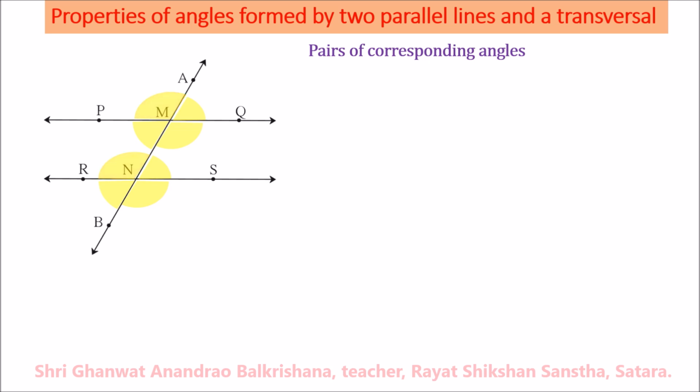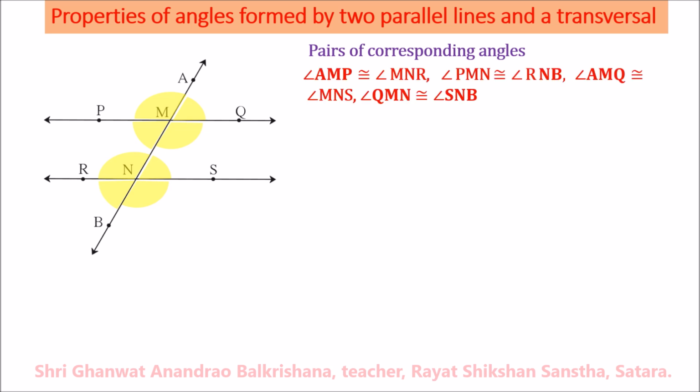Yes, angle AMP and angle MNR. Another pair, angle PMN and angle RNB. Angle AMQ and angle MNS, and angle QMN and angle SNB. So these are the pairs of corresponding angles which are congruent.